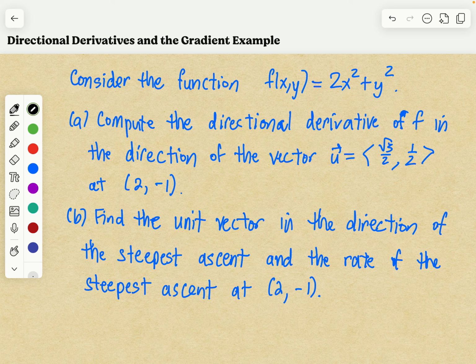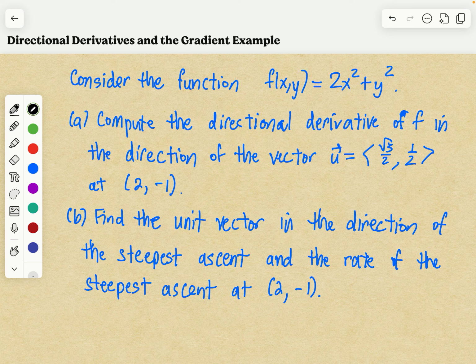In this problem, we're going to work with directional derivatives and the gradient. The problem says consider the function f of x, y equals 2x squared plus y squared. Part A is compute the directional derivative of f in the direction of the vector u equals root 3 over 2, 1/2 at the point 2, -1.